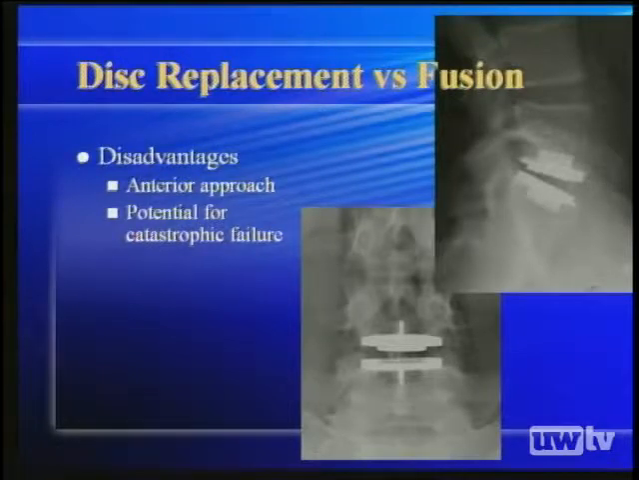And also, with this disc replacement, as you can see by its position, there are a lot of important structures around this metal that we put into the body. There's a spinal canal posteriorly, there are great vessels anteriorly, there's the abdomen right there, so there's also potential for catastrophic failure.